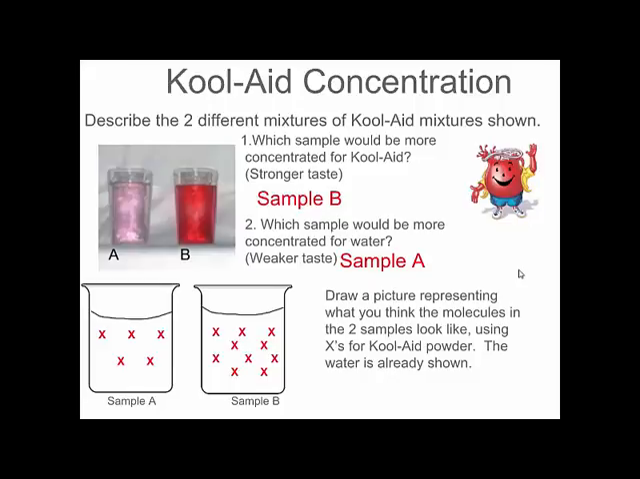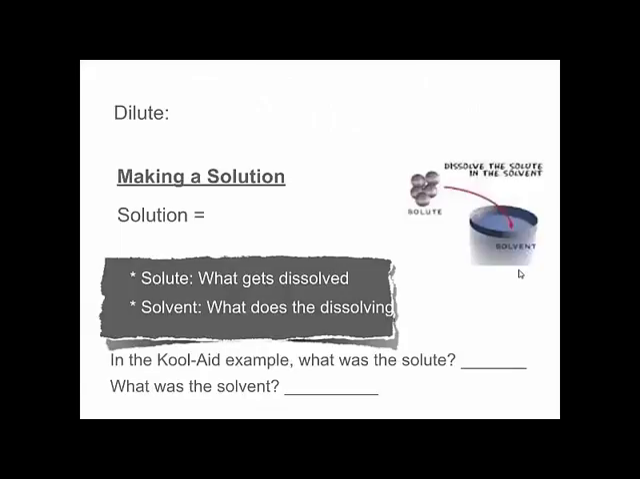So could you change the concentration of A to make it more like B? Yes. By doing what? Adding some of the Kool-Aid powder. How could you change B to be like A? Yes. You could dilute it. You could add more water to it, increasing the concentration of water until it matched the other one.